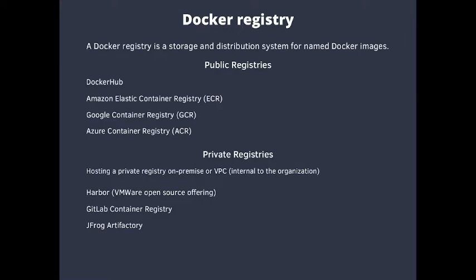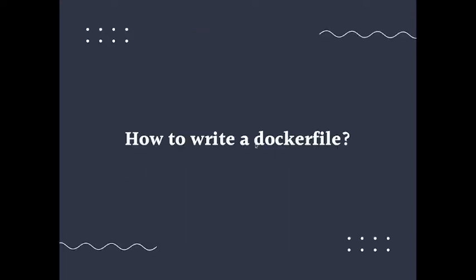And there is one more, which we call private registries. It is for isolating our registry from the internet and using it internally. So we generally host it on premises or in a VPC, and we have options here like Harbor, GitLab Container Registry and JFrog Artifactory. Okay, so let's move on and see how to write a Dockerfile.